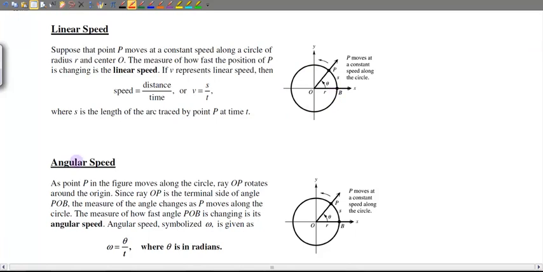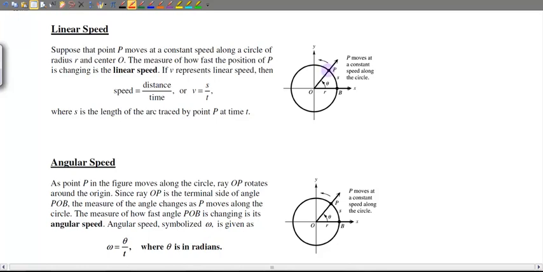Now let's talk about angular speed because they're different. Angular speed is still a rate, still a rate with respect to time. What we're talking about for angular speed is that as P moves around, the angle theta is changing. So as P keeps moving around, this angle theta is changing, and we represent that as theta with respect to time. And it's always listed in radians, just like in arc length and area of a sector. We need to make sure we're in radians.